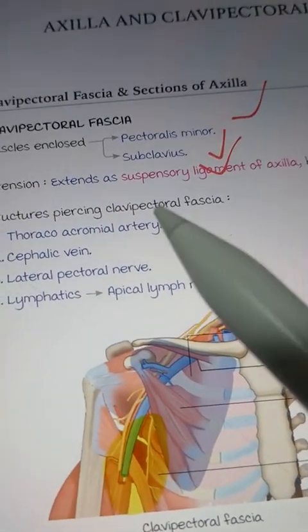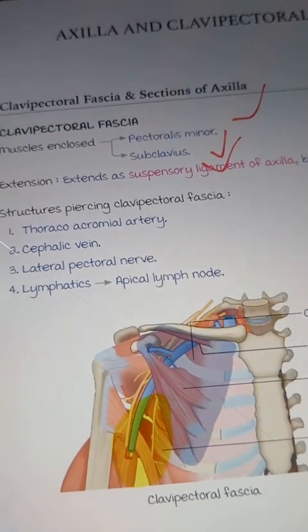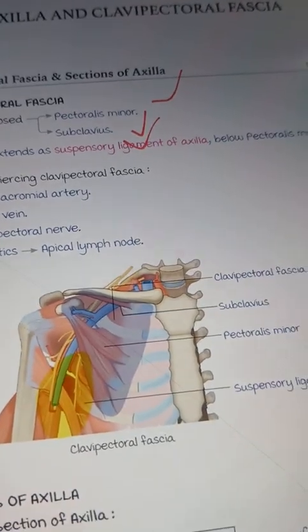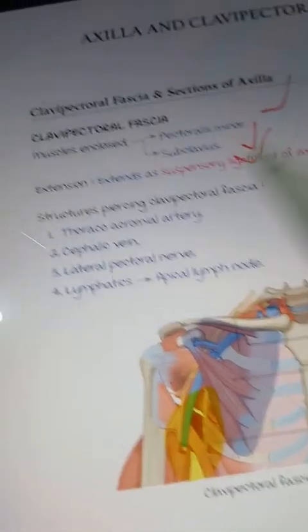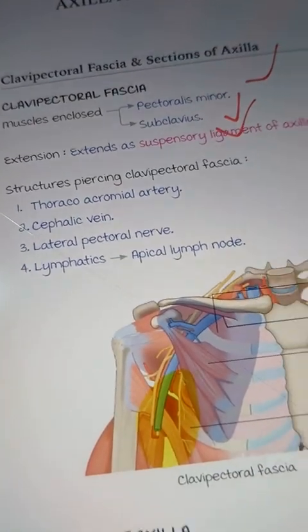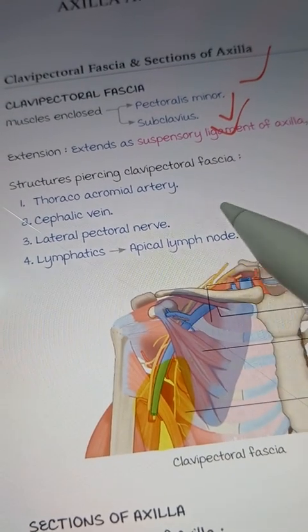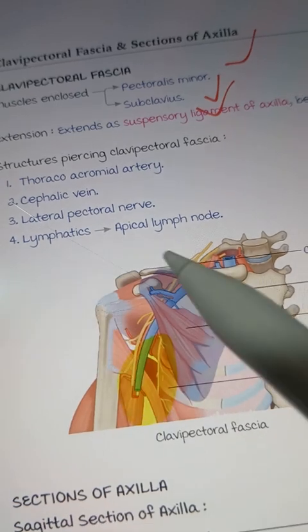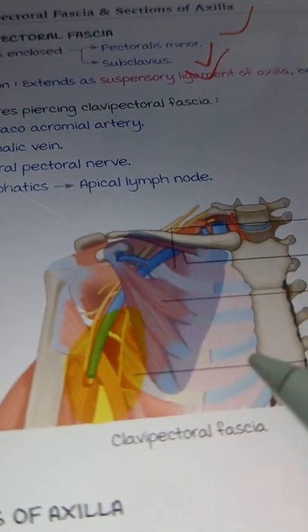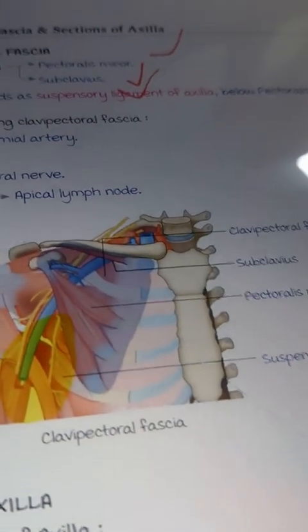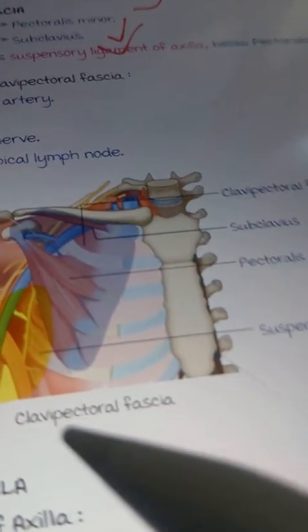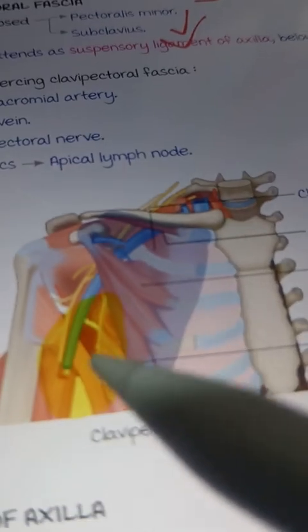As you can see, the clavipectoral fascia, from the clavicle and pectoralis, extends as the suspensory ligament of the axilla, that is below the pectoralis minor muscle. Structures piercing the clavipectoral fascia are the thoracoacromial artery, cephalic vein, and lateral pectoral nerve, and among lymphatics we have the apical lymph node. In this diagram, it is clearly shown that it continues downward as the suspensory ligament of the fascia, below the pectoralis minor.